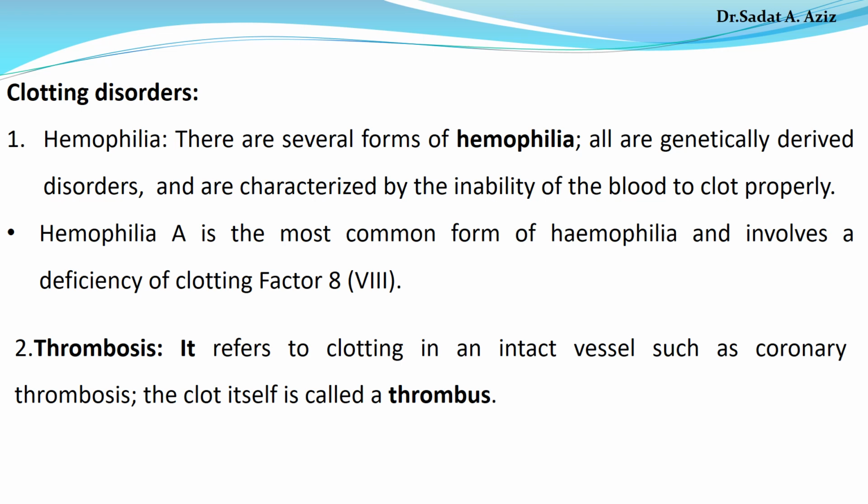Such as coronary thrombosis. The coronary artery is an artery which is located within the structure of the heart. So it means occlusion, or reduction in the size or diameter of the coronary artery, as a result of an obstruction or thrombosis. Okay, so the clot itself is called a thrombus. So the aggregated platelets at the site are called what? Called a thrombus, but the process is called what? Thrombosis.